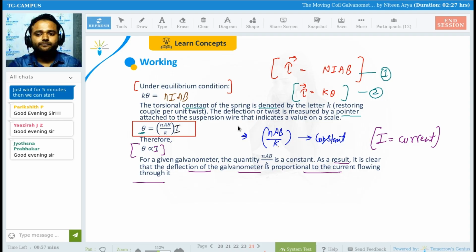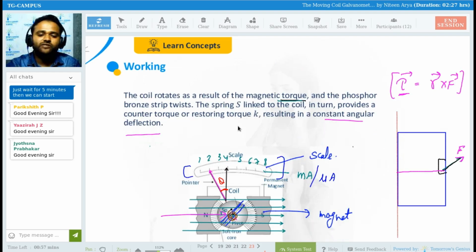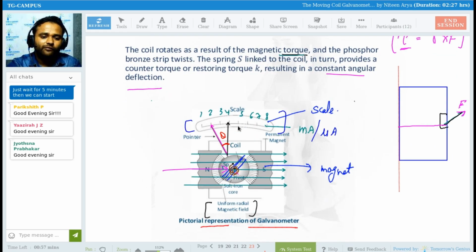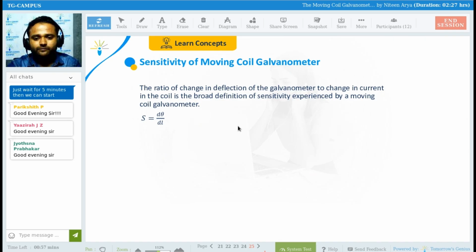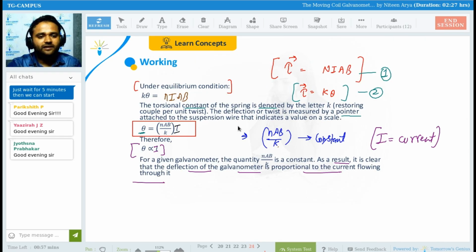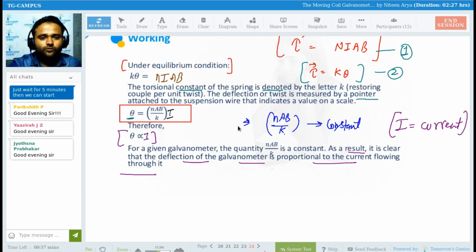Is this clear, everyone? Making this N number of turns in a coil, A area of coil, B magnetic field, and K spring constant, we can make every particular thing initially, because once we make this particular moving coil galvanometer, we fix these things. Now what is the changeable thing? I, current only. Is this clear? So this one is important.